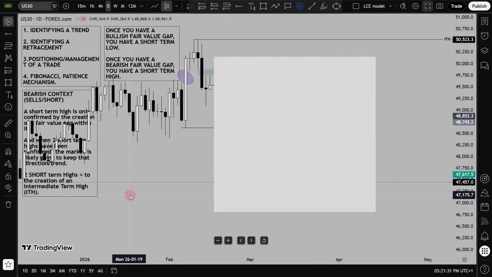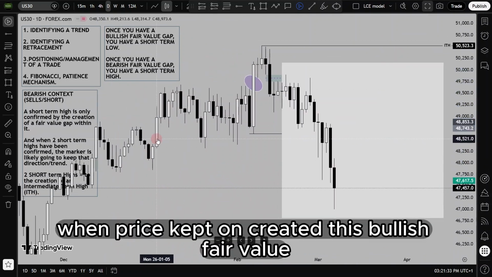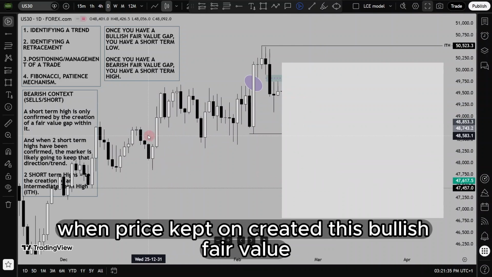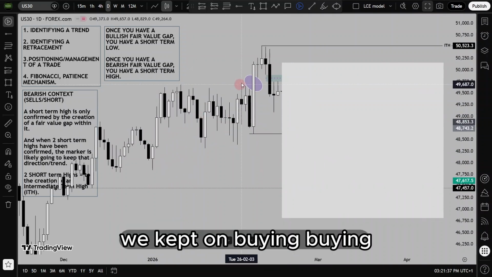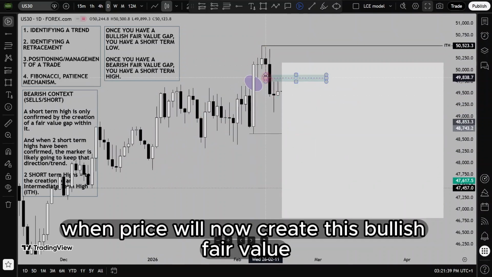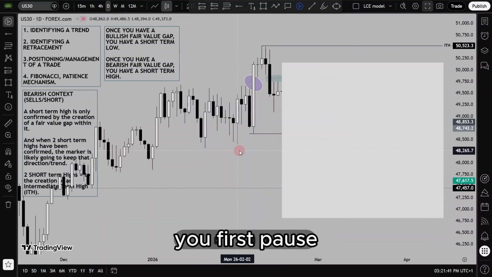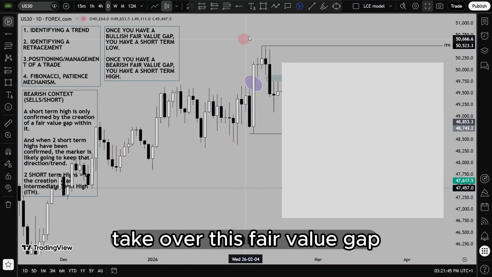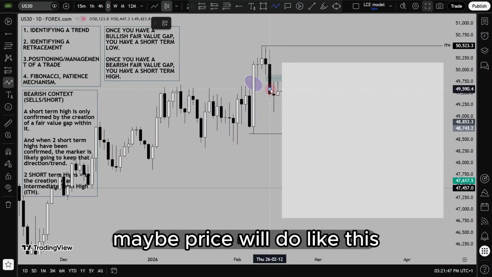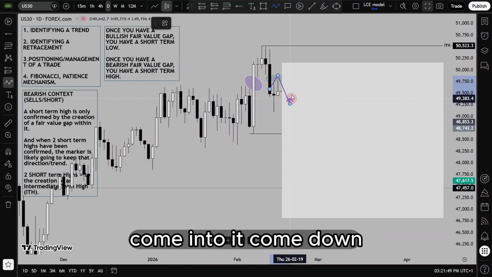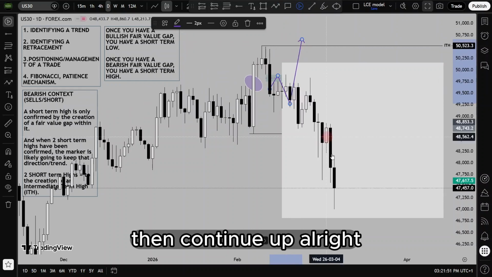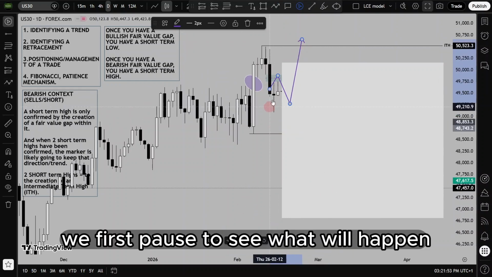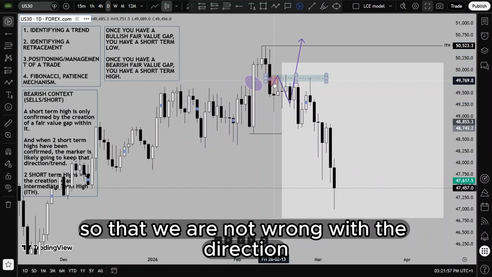Good. When price kept on creating this bullish fair value gap, we kept on buying. When price now creates this bearish fair value gap, you first pause to see whether price will take over this fair value gap. Maybe price will come into it, come down, then continue up. We'll first pause to see what will happen so that we are not wrong on direction.